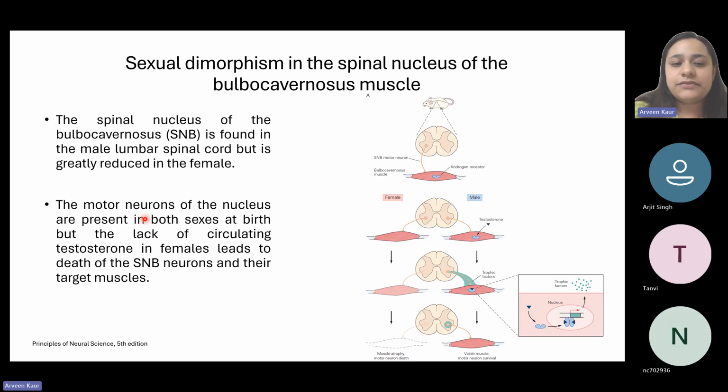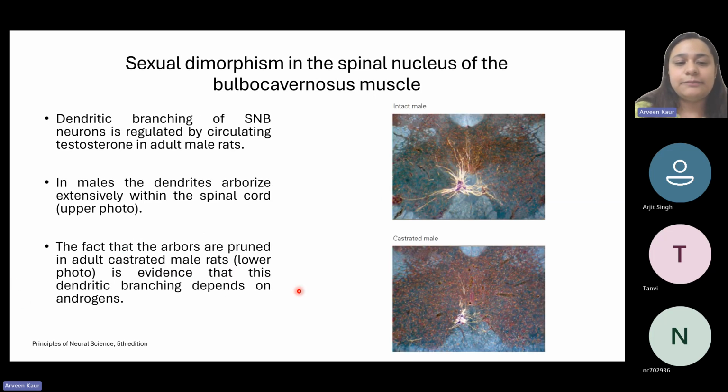So the motor neurons of the nucleus are present in both sexes at birth, but lack of circulating testosterone in the female leads to death of the SNB neurons and their target muscles, right?